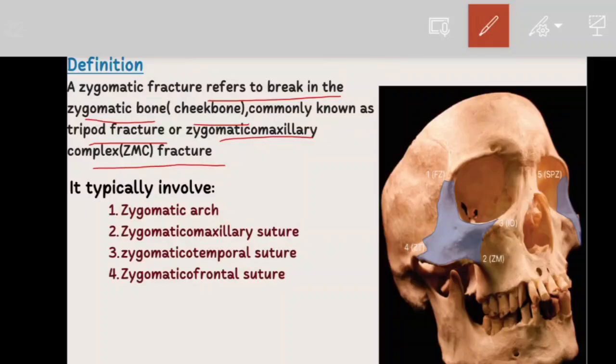According to the diagram which you can see, the fractures typically involve the zygomatic arch, this one is the zygomatic arch, the zygomatico-maxillary sutures, this one, the zygomatico-temporal sutures, and this one is the zygomatico-frontal sutures. Here the quick question is, why is this bone important? Because it forms the cheek prominence and part of the orbit. So it typically involves the zygomatic arch and the zygomatico-maxillary, zygomatico-temporal and zygomatico-frontal sutures.